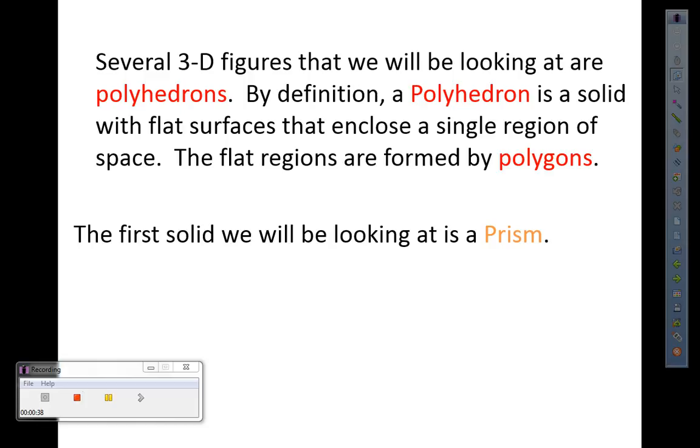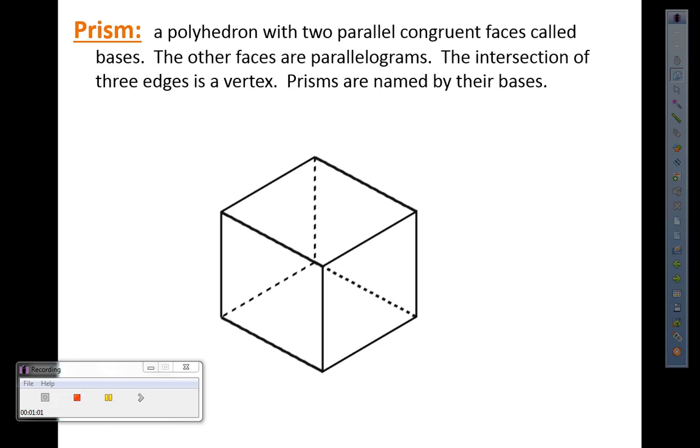They're made of polygons, and we've spent a lot of time with polygons back in the quadrilateral chapter. The first solid we're going to look at is a prism. There's a formal definition of what a prism is: a polyhedron with two parallel congruent faces called bases. The other faces are parallelograms.